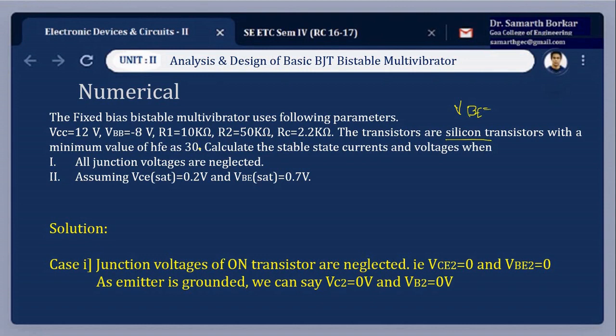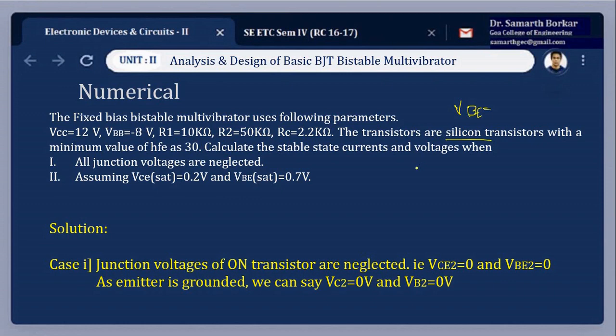Calculate the stable state currents and voltages when, now there are two scenarios here. One, all the junction voltages are neglected, and second, assuming VC set is 0.2 and VB set is 0.7 volts. Now what do we mean by this point, all the junction voltages are neglected?